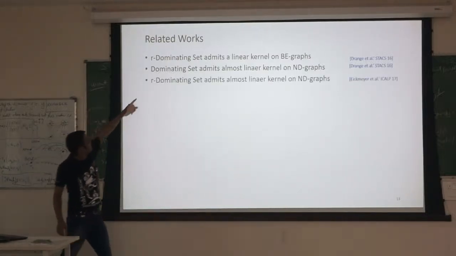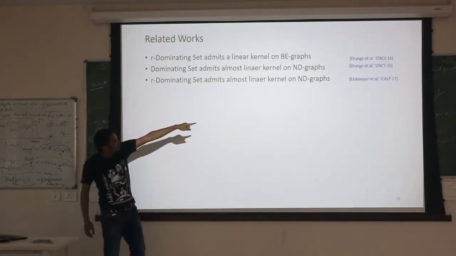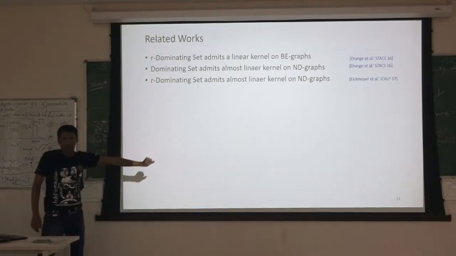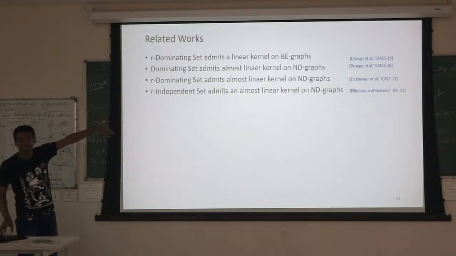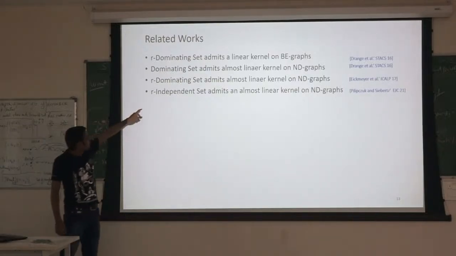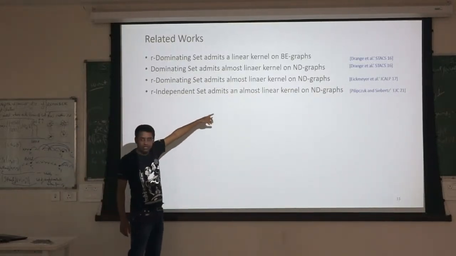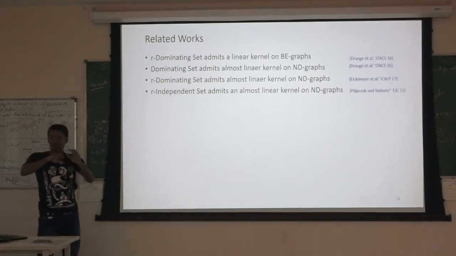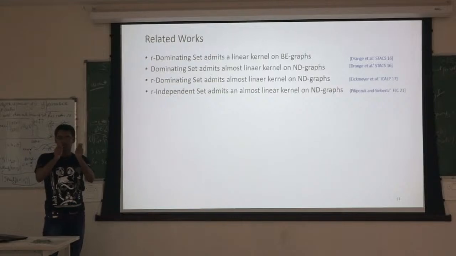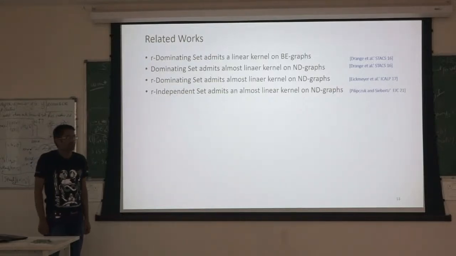Then later on, since it was just for dominating set, it was shown for R-dominating set by Eickmeyer et al. on low density graph classes. Yeah, this is the slide to let you know what the literature is and how it progressed over time. Then for R-independent set, Kreutzer and Siebertz show that it admits an almost linear kernel on low density graph classes. Again, an R-independent set is a set of vertices such that if you look at any two of them, there is no path of length at most R between them.